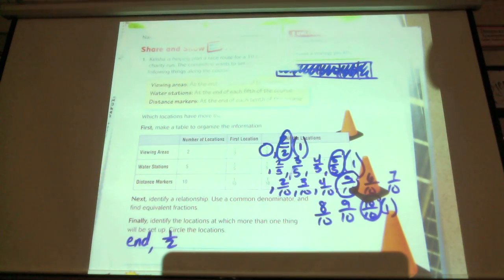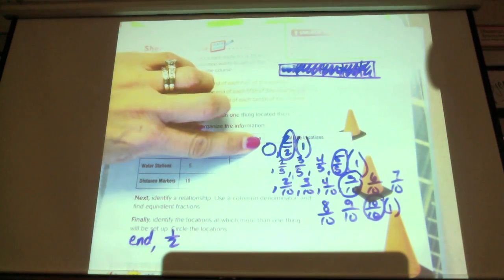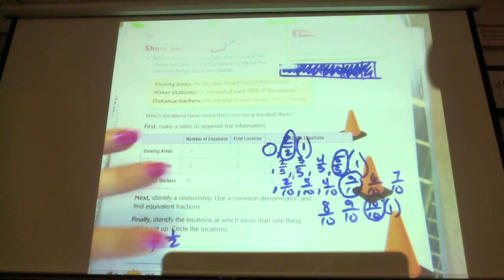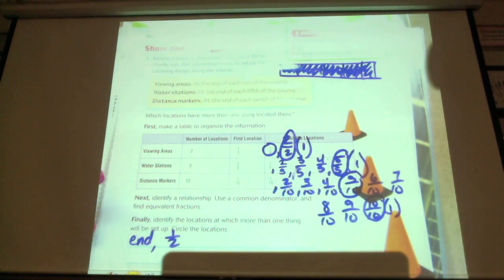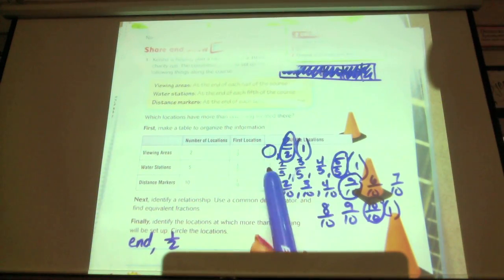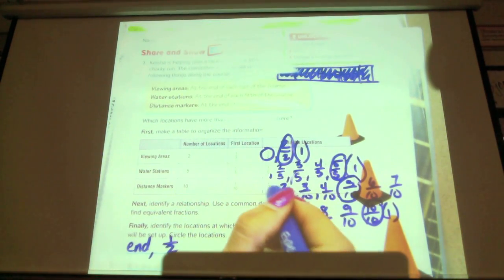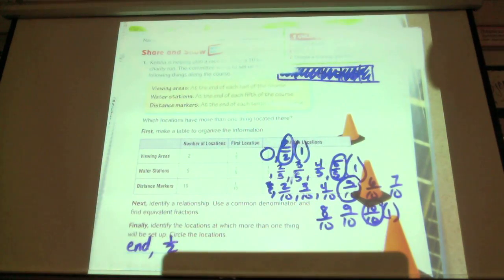Okay. Now I've compared all the fractions from the first one. I did 1/2 and 1, so there's definitely going to be more than 2 things at the half and the end. What about equivalent fractions from here to here? Is there any of these tenths that are equivalent to 1/5? No. I want you to look at it. Is 1/10 equivalent to 1/5? No. They're totally different. I'm going to cross that one off.